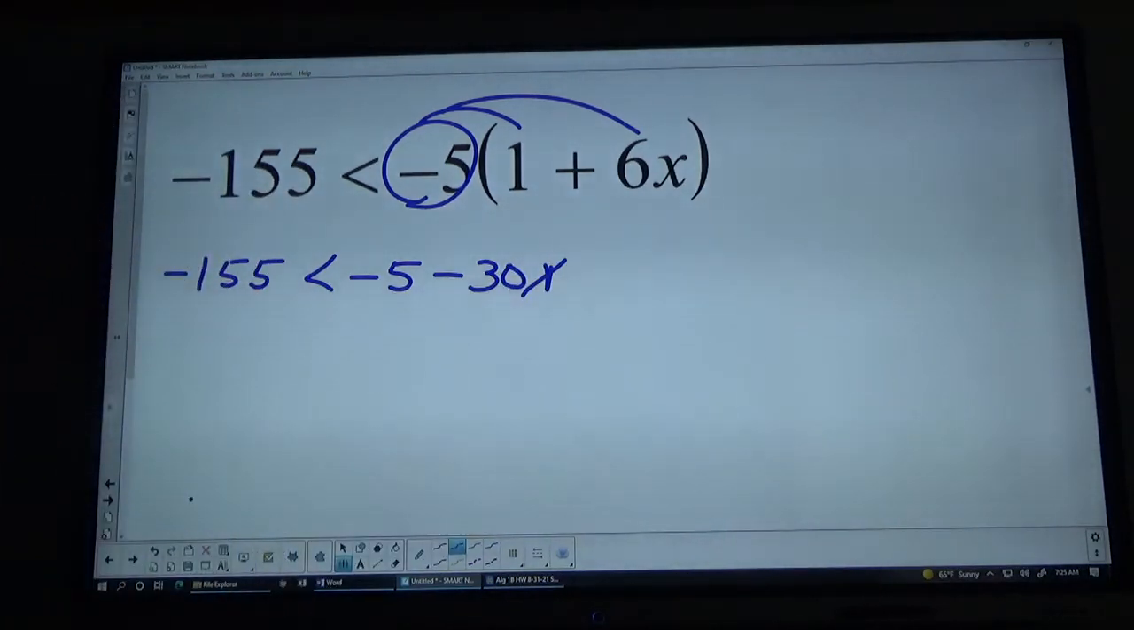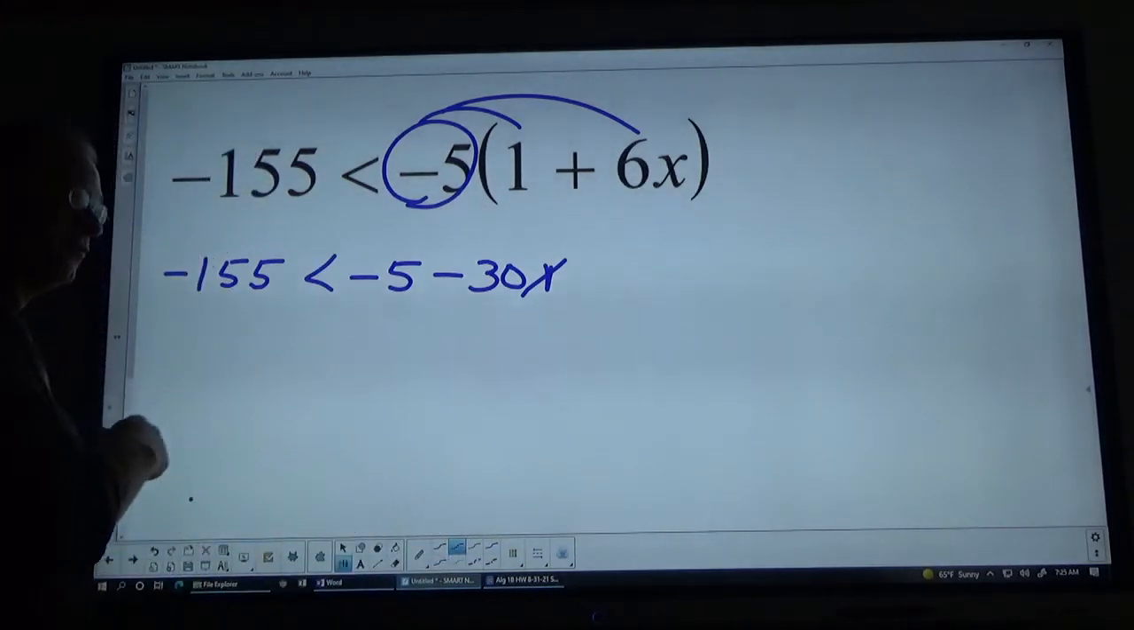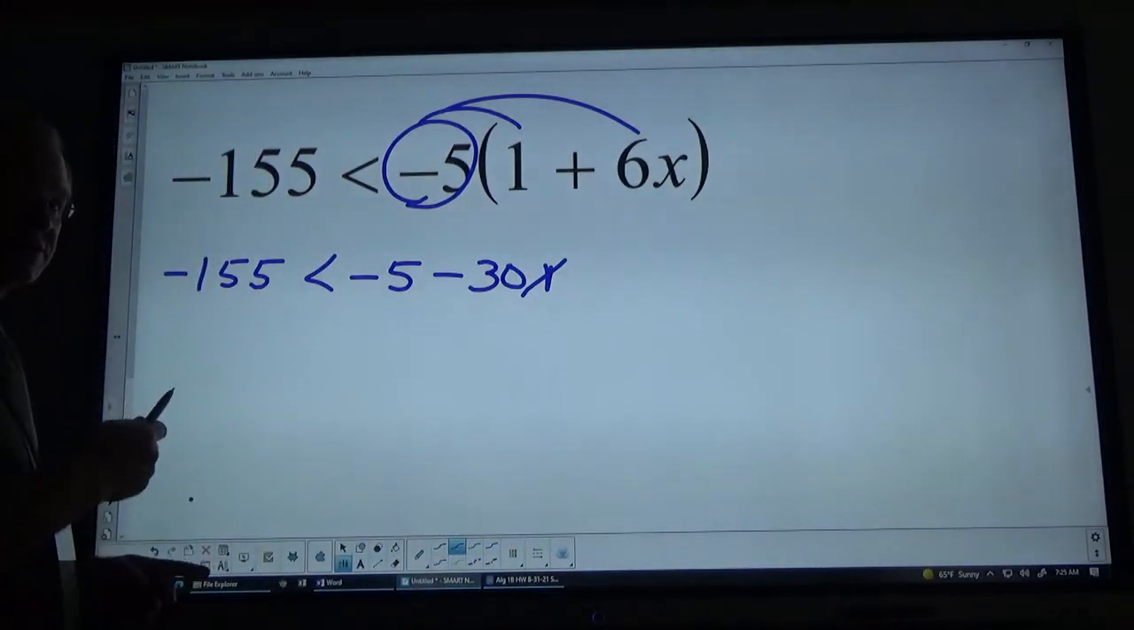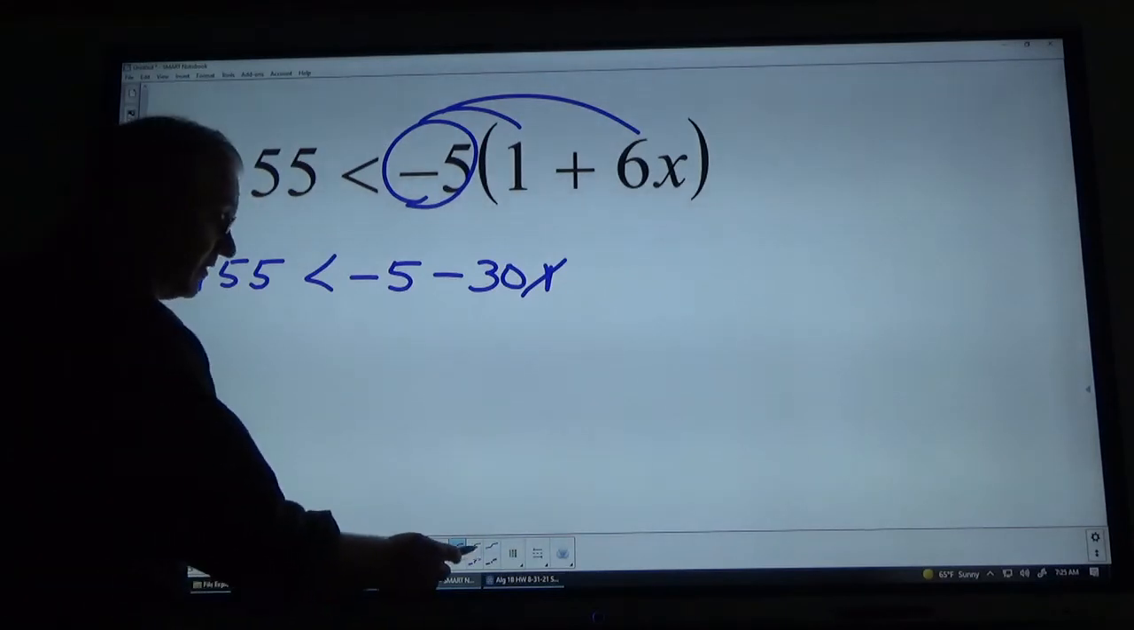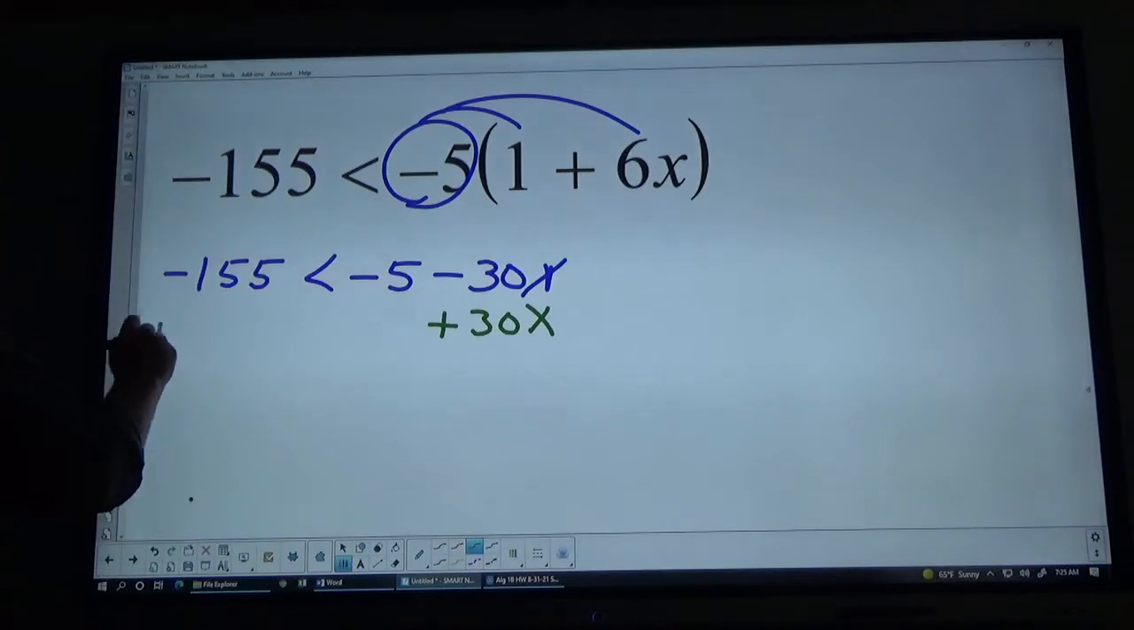So I distributed the negative 5. I get negative 5 minus 30x. At this point, I could just move the 30 over instead of switching sides. And that works as well. And that's what I'm actually going to do here. I'm going to add 30x to both sides.